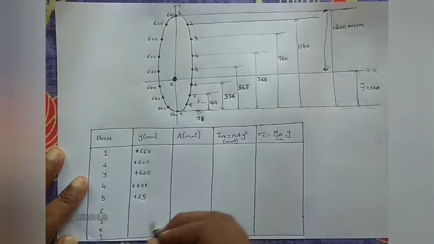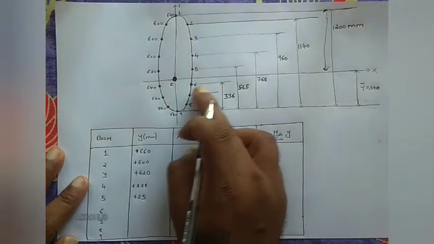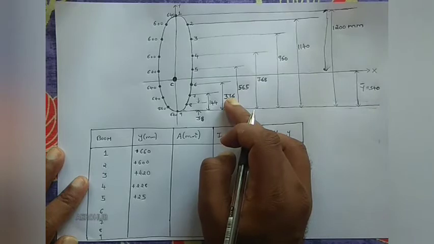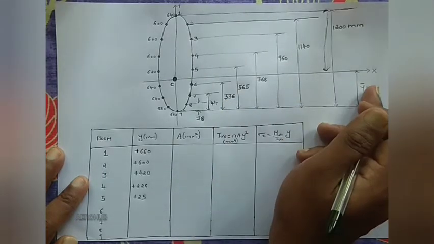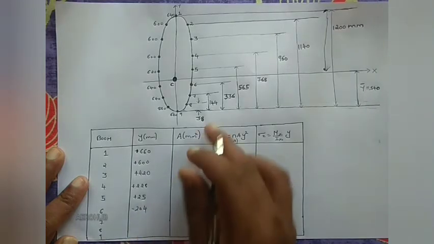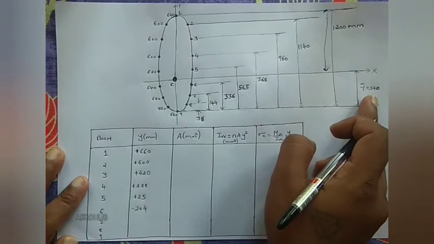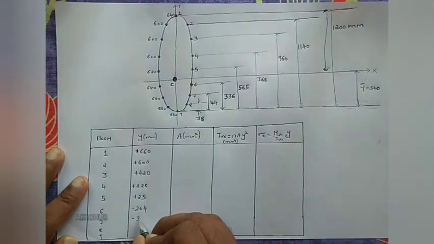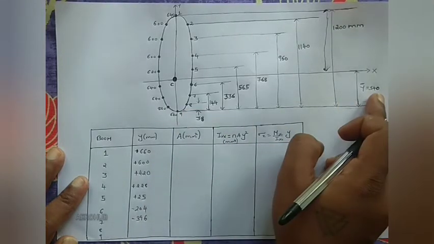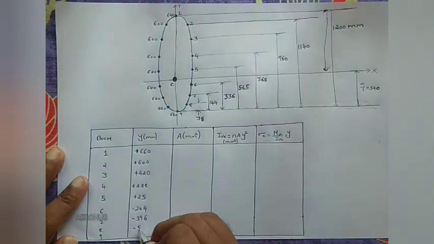And boom area number 6, it will be negative because it is below the centroidal axis. So it will be 336 minus 540, that will be minus 204. For boom area 7, it will be 144 minus 540, that will be minus 396. Boom area 8, that will be 38 minus 540, that will be minus 502. And boom area 9, that will be minus 540. Okay, these are in millimeters.